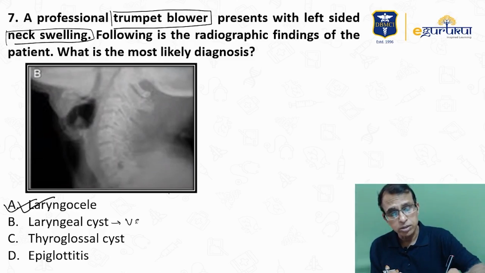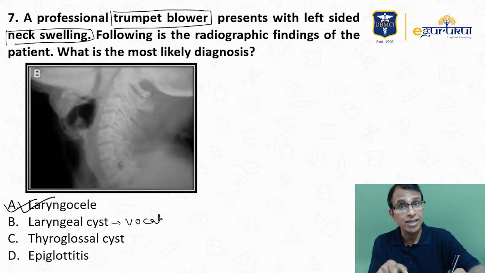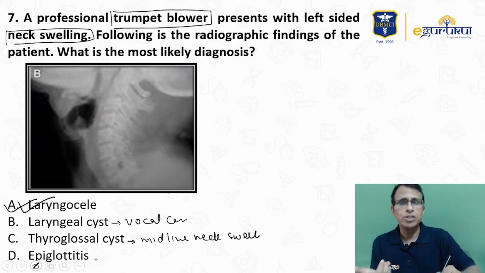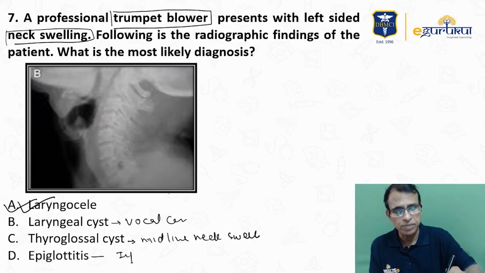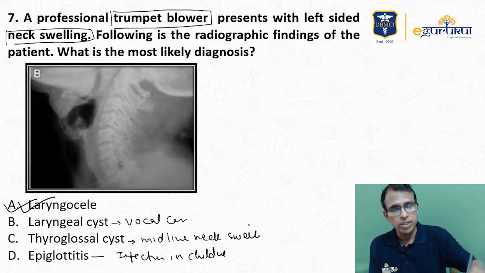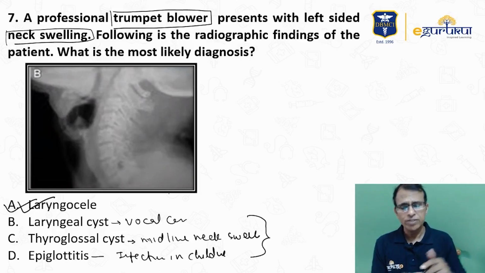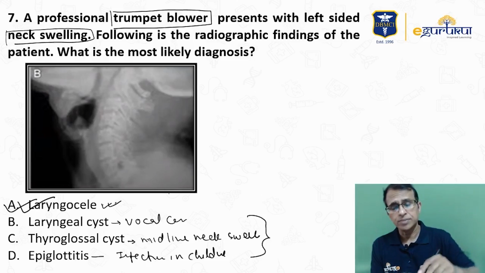Laryngeal cyst is in the vocal cord, not in the larynx. This is the neck swelling. This is in the vocal cord. Thyroglossal cyst is a midline swelling. This is a side swelling. And it cannot be epiglottitis, of course. Epiglottitis is not a swelling. Epiglottitis is a simple infection, which is seen in children. Children cannot be trumpet blowers. The rest of the three have no relation with trumpet blowers. So very clearly, A is the correct answer.